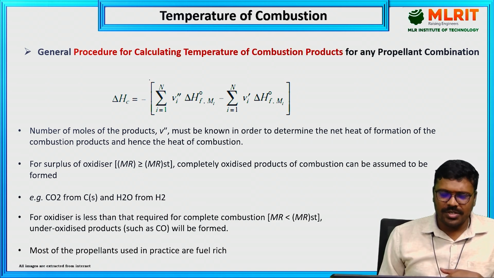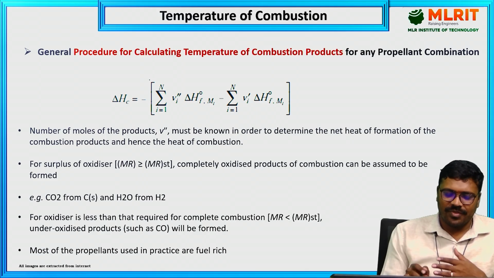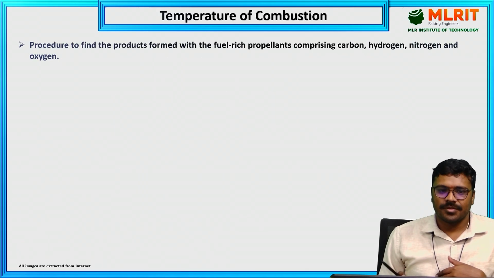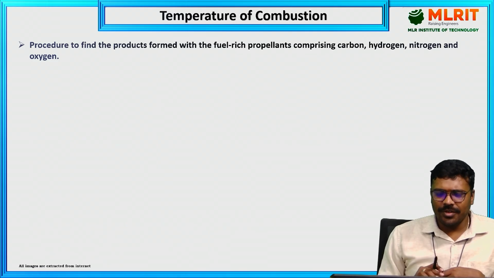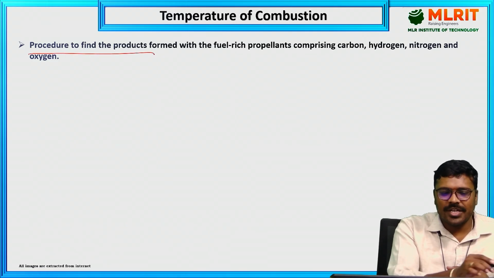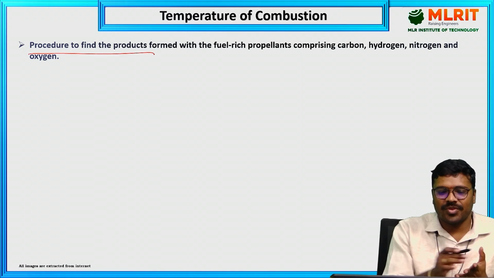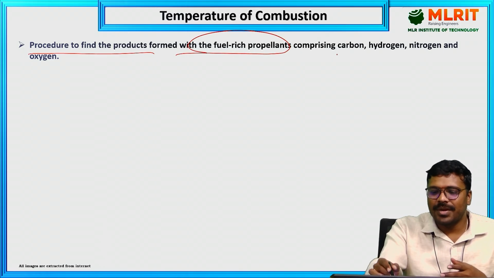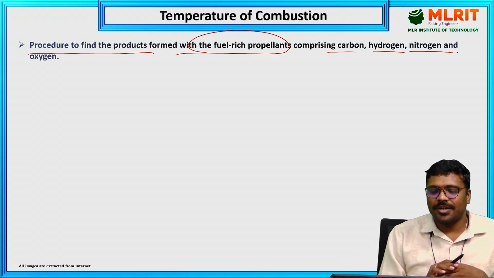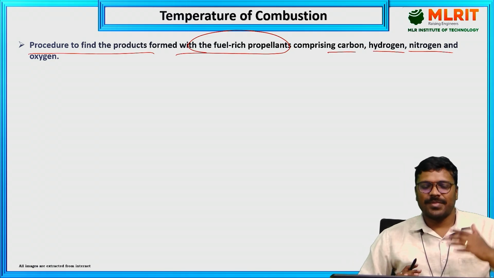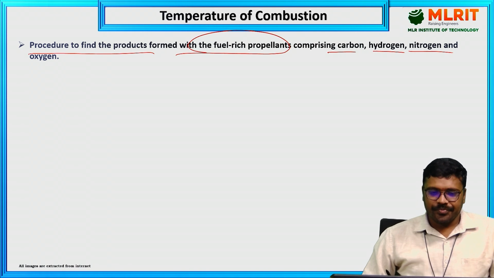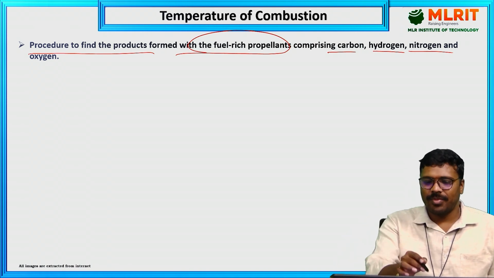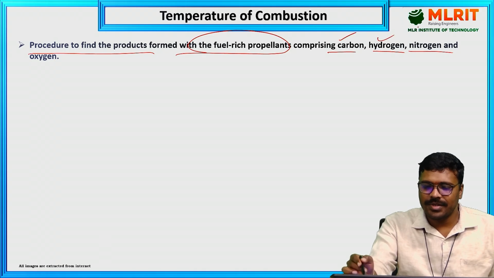So in most cases, what we prefer is a fuel rich propellant. We prefer fuel rich propellants in most cases. So coming to this, the procedure to find the products formed. What are the different types of products formed when we provide fuel rich propellant comprising carbon, hydrogen and nitrogen? How the reaction happens will be explained now. We are considering the fuel rich propellants here, and this propellant consists of carbon, hydrogen and nitrogen.